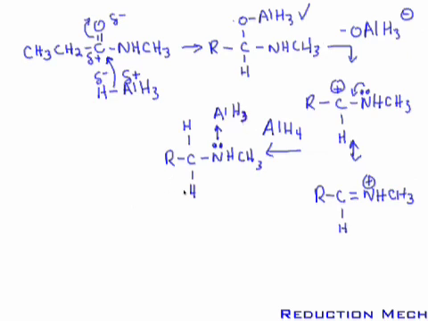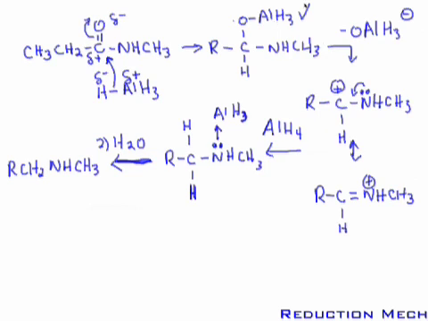The final result in this whole reaction, once you add in the H2O in the second step, is you destroy the alumina salts and you've got RCH2NHCH3.